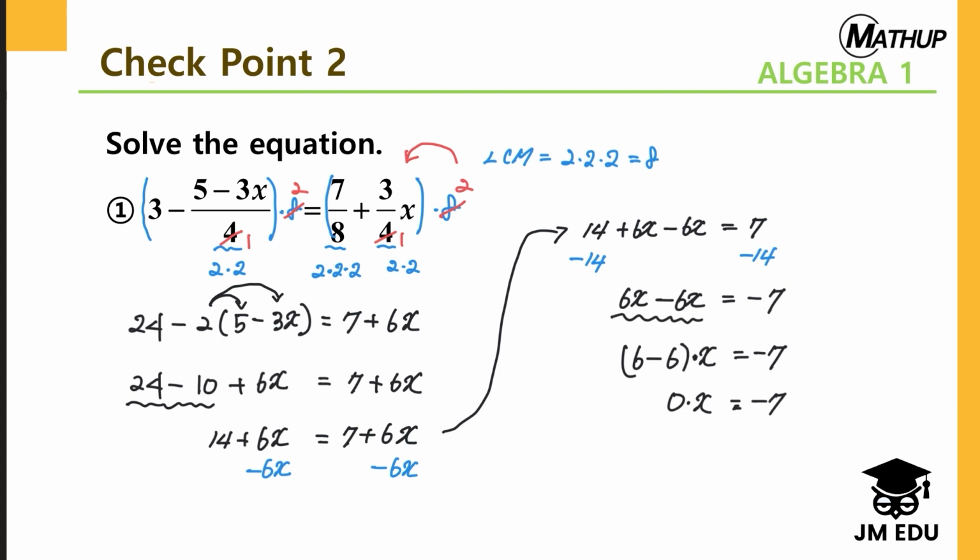This means that the equation is always false for all x, right? Whatever number I substitute for x, this is always a 0. This is always negative 7. It's never equal to each other, right? So this equation has no solution. But at this stage of the solution, when we have the same x term on the left, the same x term on the right, but the constants are different, then we can conclude that this equation has no solution.